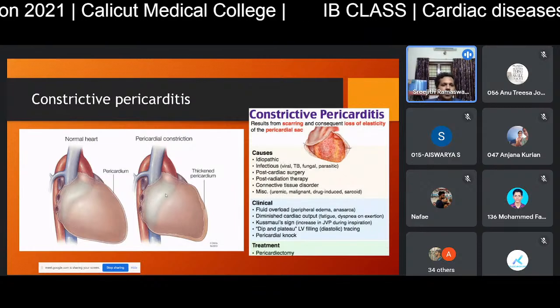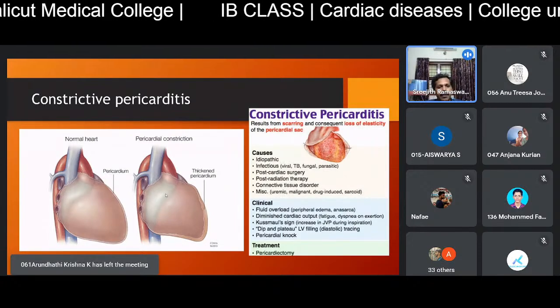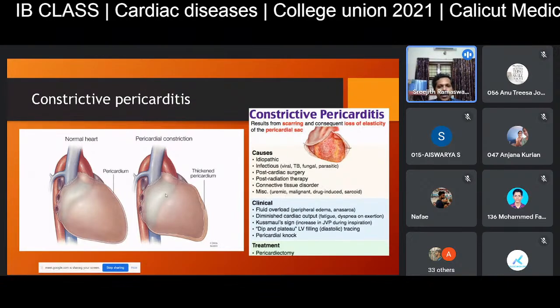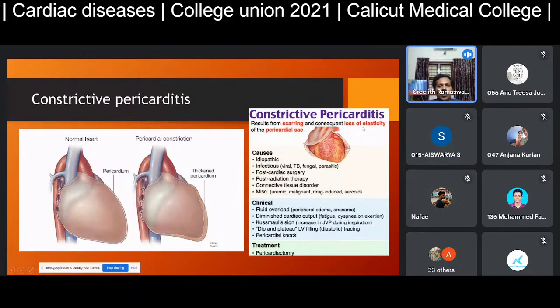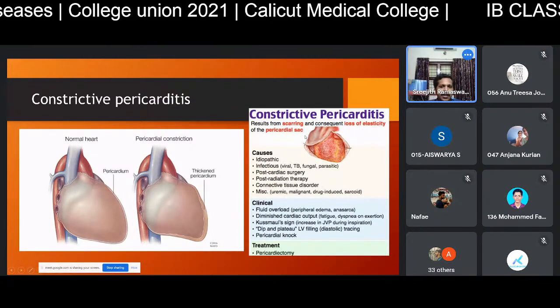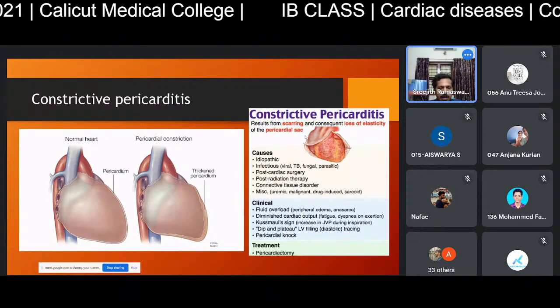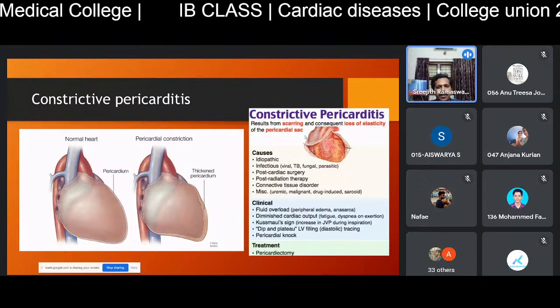The next is constrictive pericarditis. Another condition which can happen in the pericardium is constrictive pericarditis. It is due to scarring and consequent loss of elasticity of the pericardial sac. So inflammation leads on to chronic inflammation, which leads on to scarring of the pericardial sac. So the elasticity is gone.